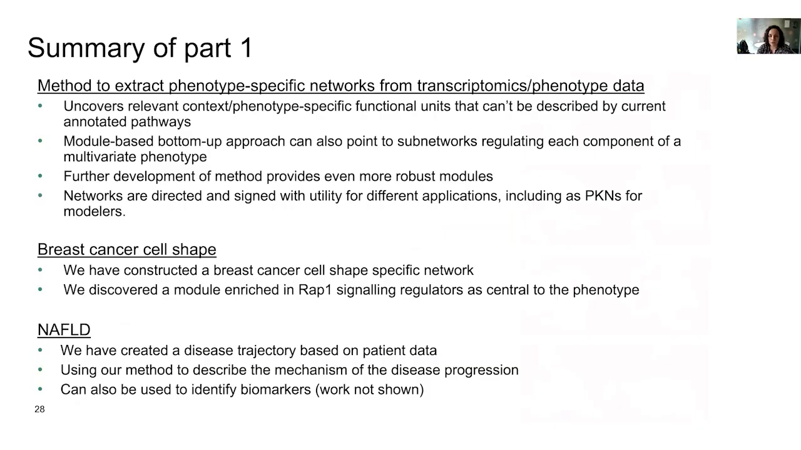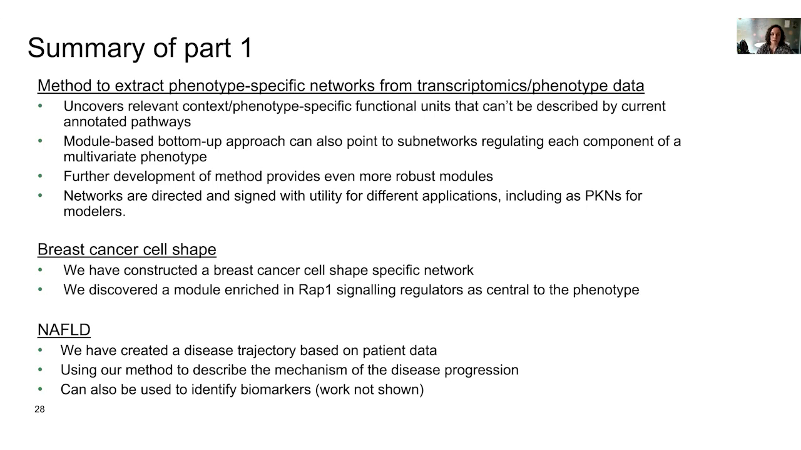And so to summarize this part, I showed you a method that we have developed to extract phenotype-specific networks from transcriptomics and phenotype data. This method uncovers relevant, context-specific, or phenotype-specific functional units that go beyond our current annotated pathways. And then we can identify subcomponents of multivariate phenotype. We are in the process of doing further development of the method to provide even more robust modules. And I showed you that we have used these kind of networks for network propagation or max flow, but they can also be used, for example, as prior knowledge network for modeling, since they are directed and signed, or for any other network analysis application one wants.